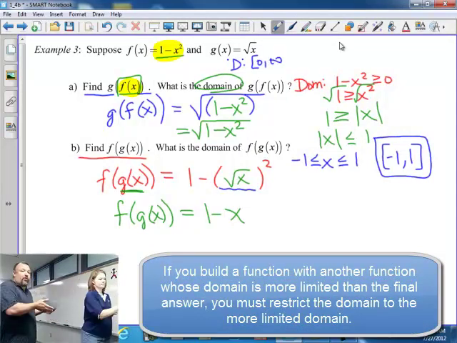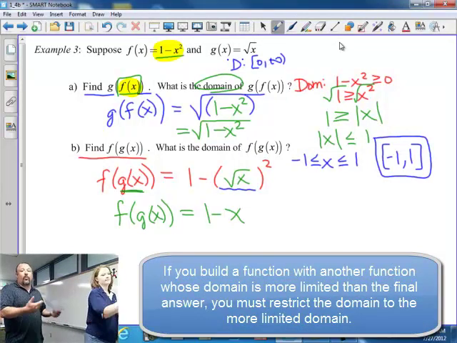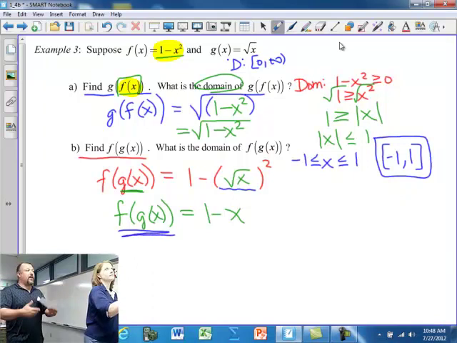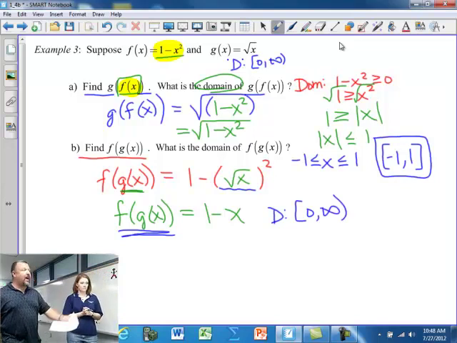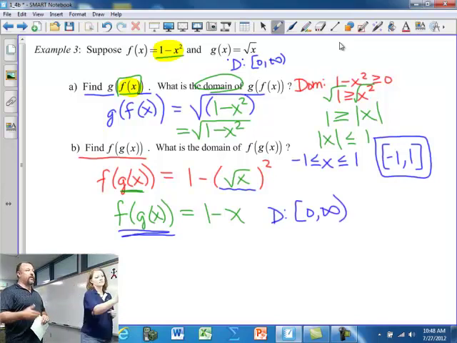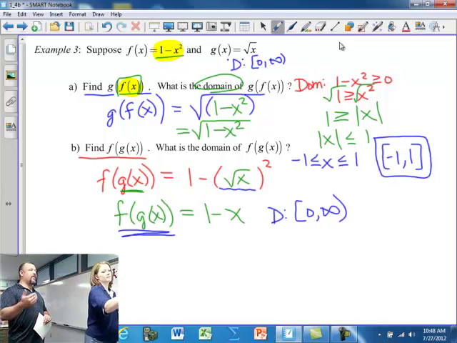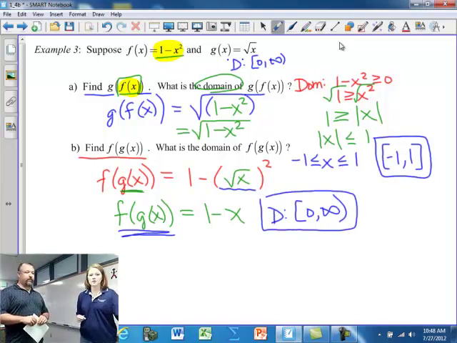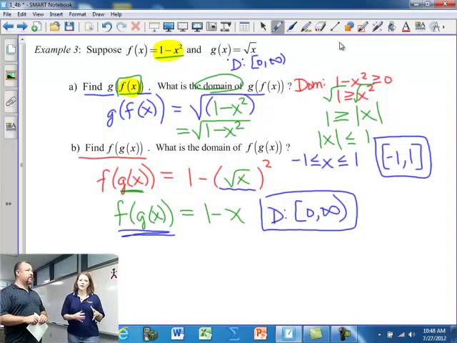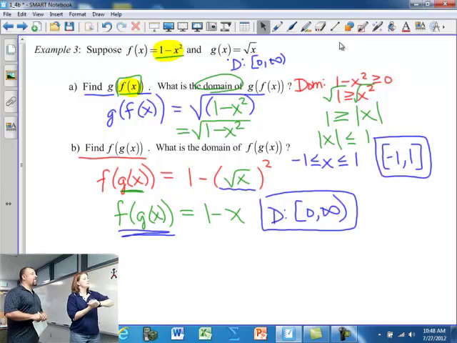So since g of x had a limited domain, and we used it to create our new function, our new function has to work only for the limited domain that we had originally, which means this function f of g of x, which looks like 1 minus x could go on forever, actually has a limited domain from 0 to infinity because of the limitations on g. That would be a great place to put a big star in your notes. It's something that's weird. You might want to ask us about that again in class.